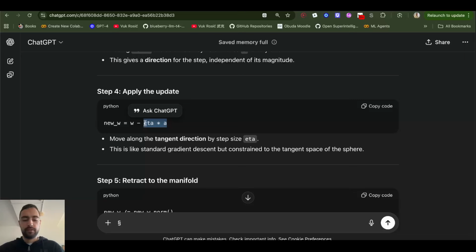like 0.001 or something. And we subtract that from the weights because, as I said, gradients show the direction of the steepest ascent of the error, of the loss function. So we want to change the weights so that our update goes in the opposite direction of the gradient.